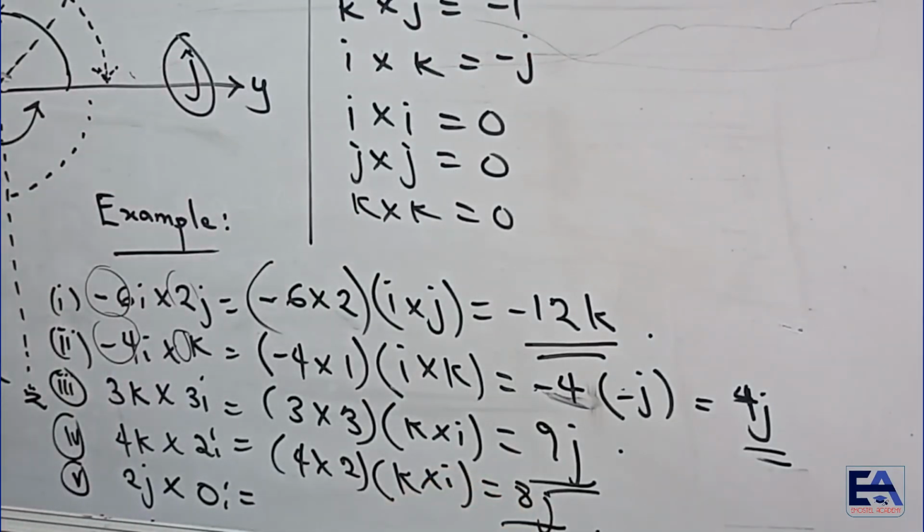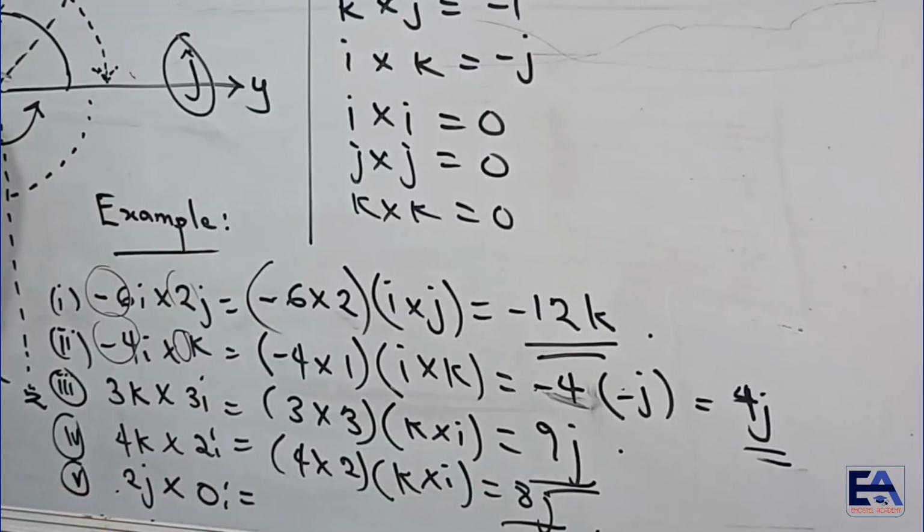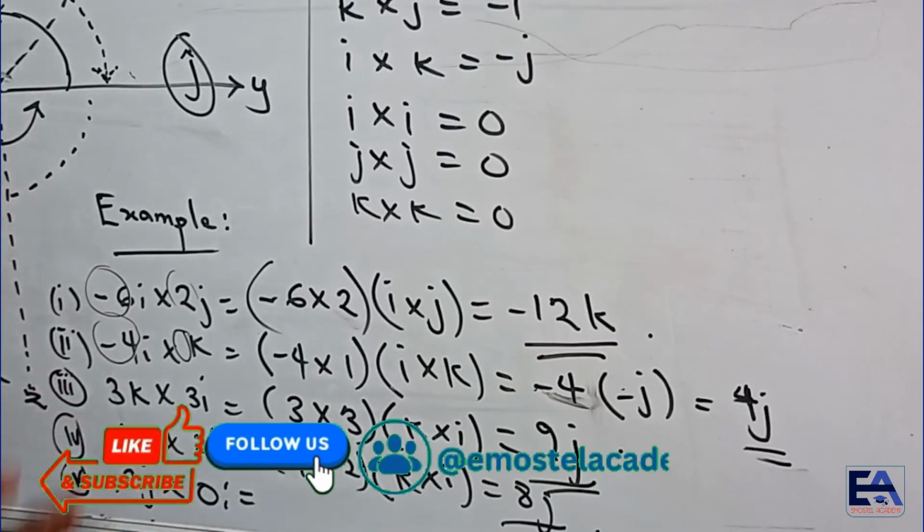You get that? And then if you check this one out, 2j and 0, okay? Expectedly, everything will be 0. Okay, so everything is going to be 0. No need for anything here.